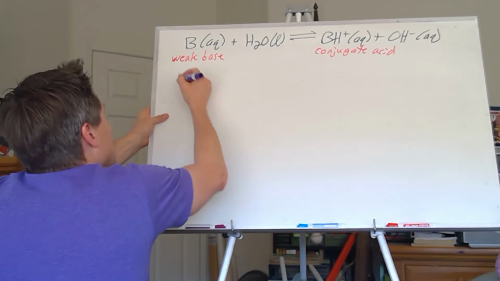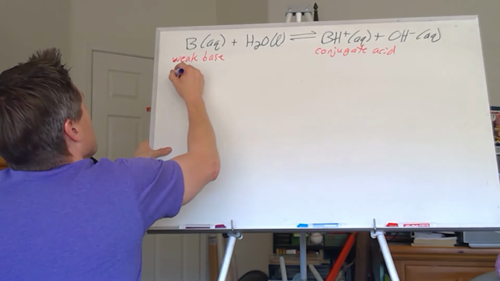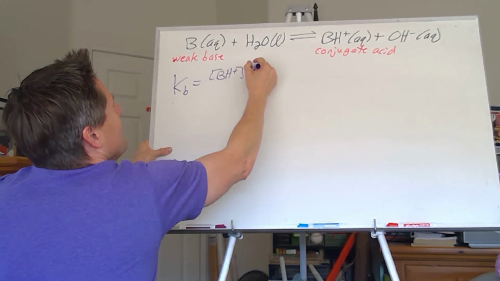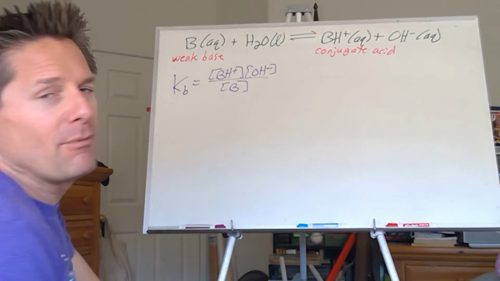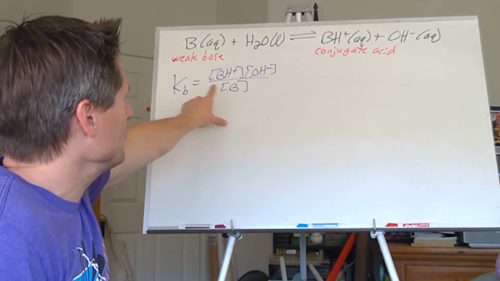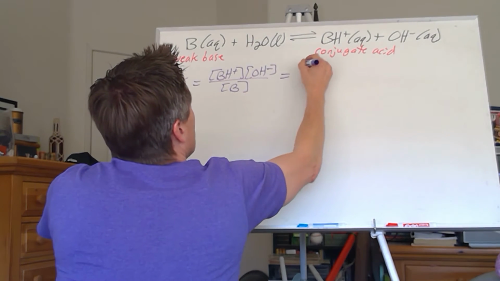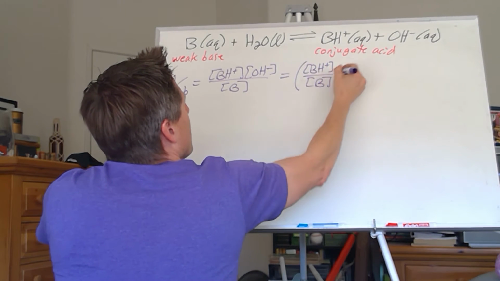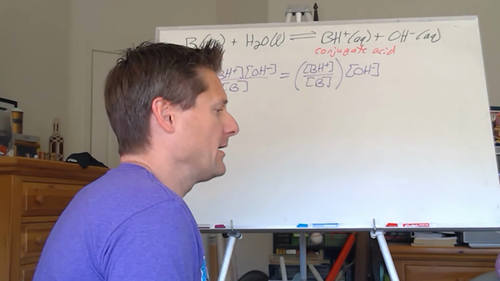Here we go. Let's set up the K. Here's my weak base, conjugate acid, roughly equal concentrations. So let's set up my Kb expression. That will be the concentration of the conjugate acid times the hydroxide ion over the original concentration of the base, the weak base, all to the power of 1. Like we did last time, let's separate out. We're interested in the concentration ratio of the conjugate acid to the base. So let's put these in parentheses. Let's put the BH plus there, the conjugate acid, over the base, and separate out the OH minus.